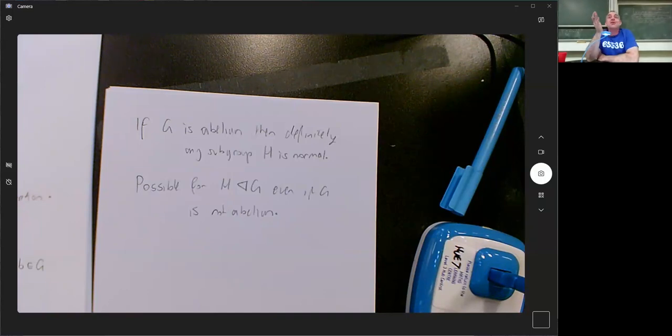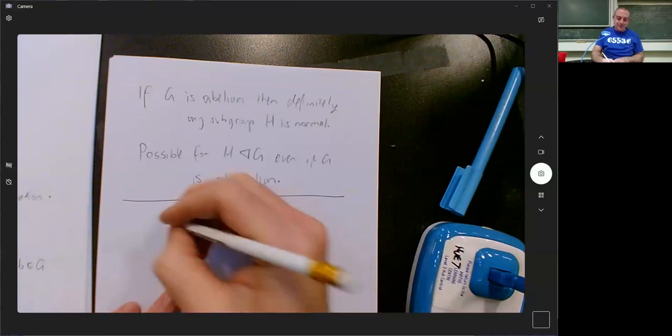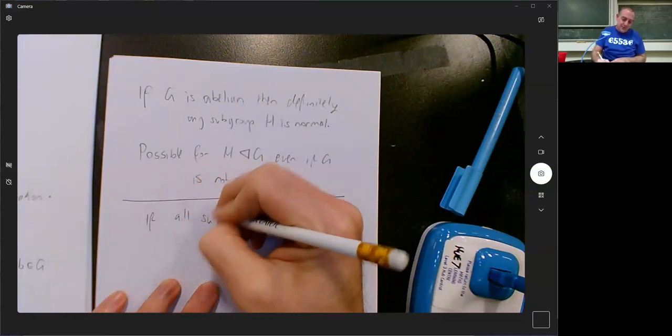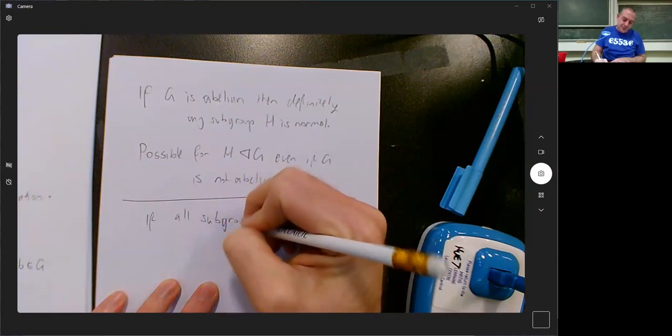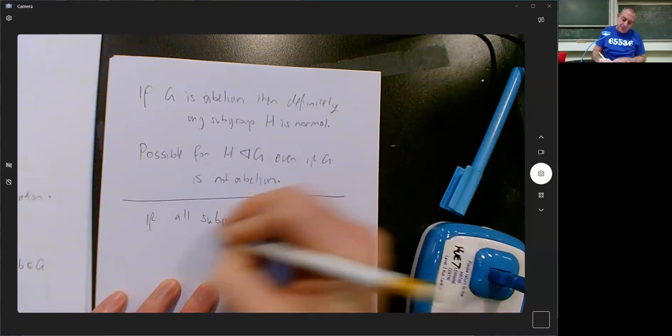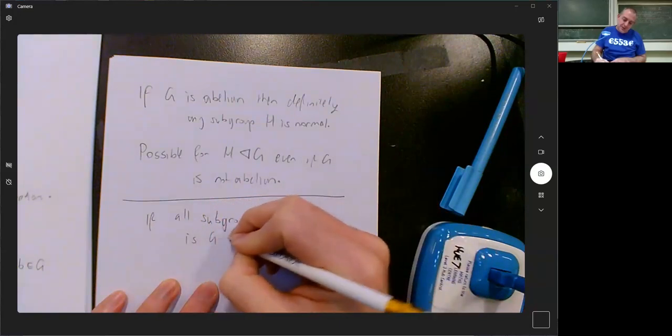No, it doesn't have to be true, because what if all the subgroups are just the identity? Ah, yes. Just a second, just an aside. If all subgroups are normal, is G abelian?